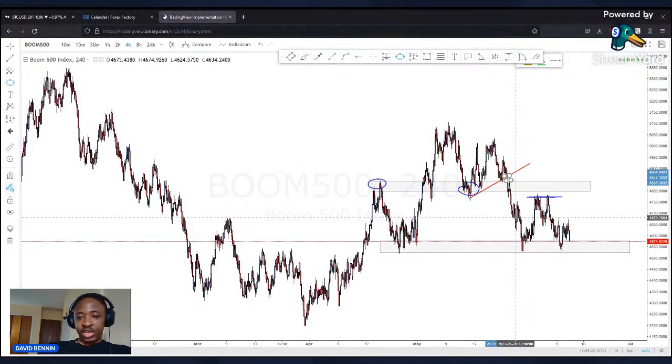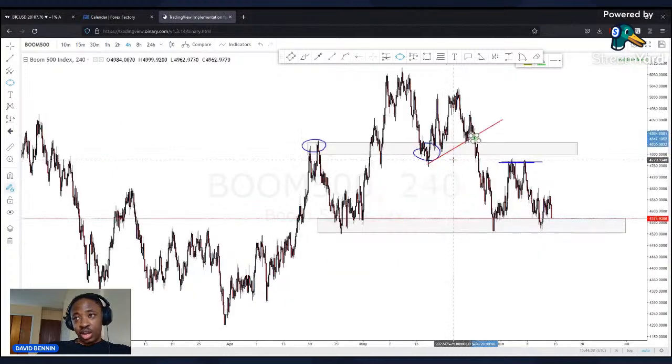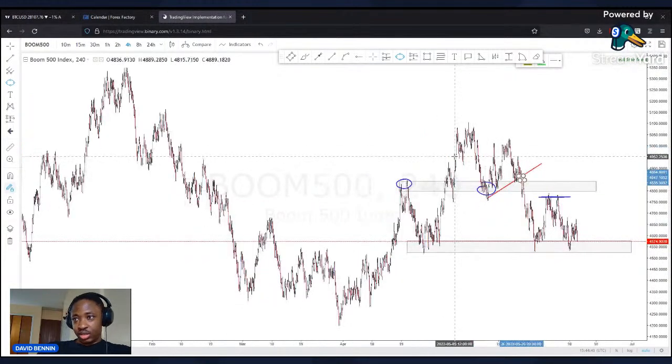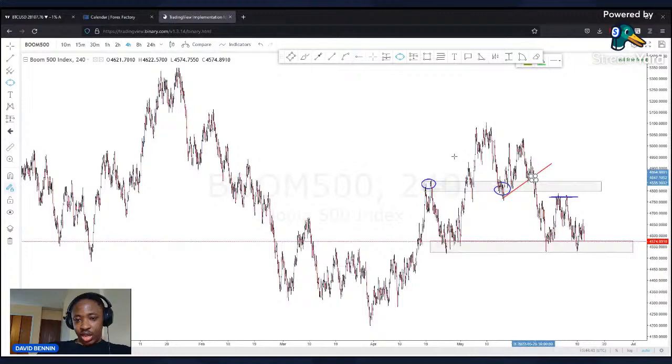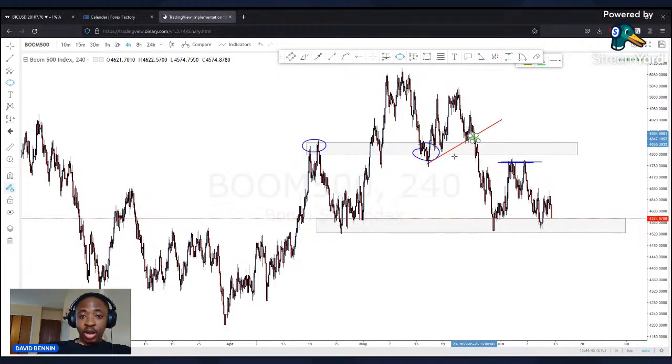You could try and make some predictions that if it does this, I'll do this. If it does this, I'll do this. But I don't think I'm ready for that yet. So there is no trade here, according to me.